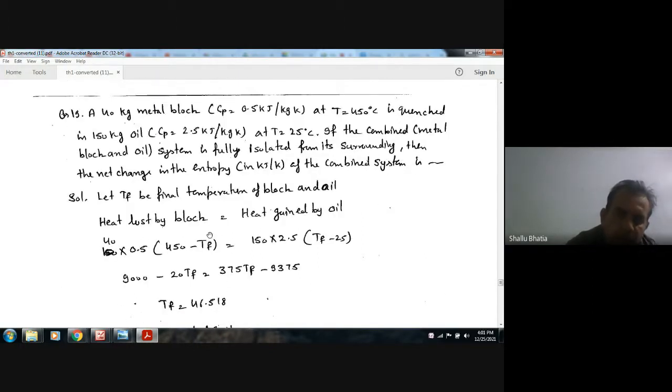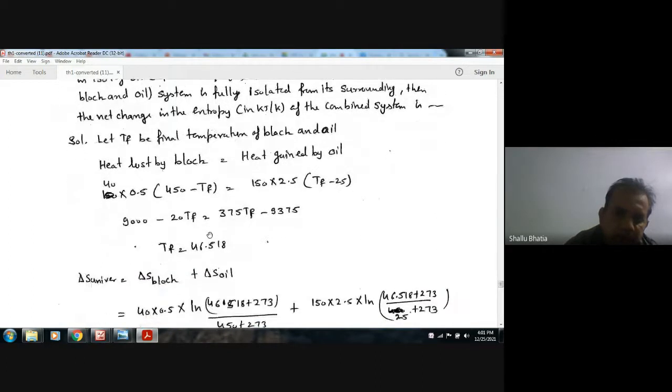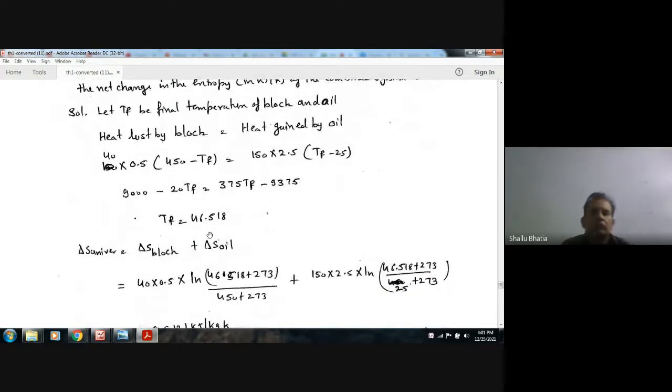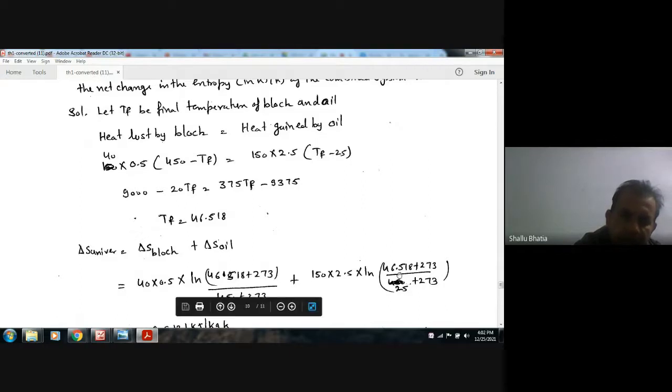Okay. Now we have to calculate the net change in entropy of the system. Heat is lost from the block, so its entropy will decrease, and heat is gained by the oil, so its entropy will increase. The final temperature of the block will be less than 450, and the final temperature of the oil will be more than 25.